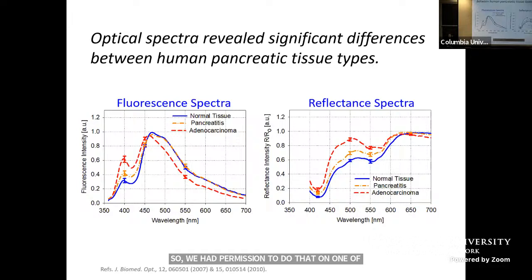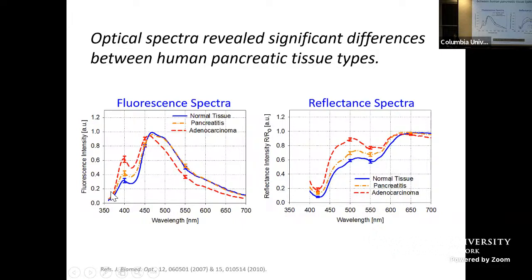This is something that my student at the time saw right away in the very first few patients that we investigated, and it's also what held up over hundreds of measurements on human pancreatic tissue. Let me describe what we're seeing here. I have fluorescence spectra on the left-hand side and reflectance spectra on the right-hand side. Normal tissue is shown in blue. Pancreatitis, or inflammation, is shown in this gold color, and red is cancer in both of these.